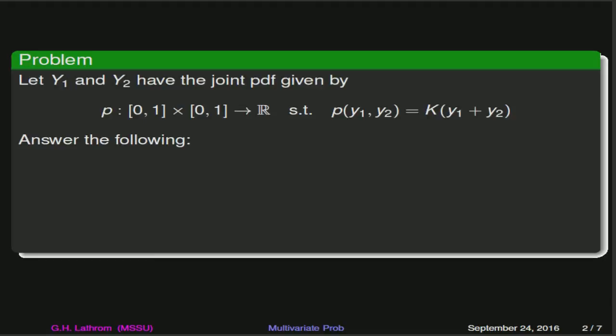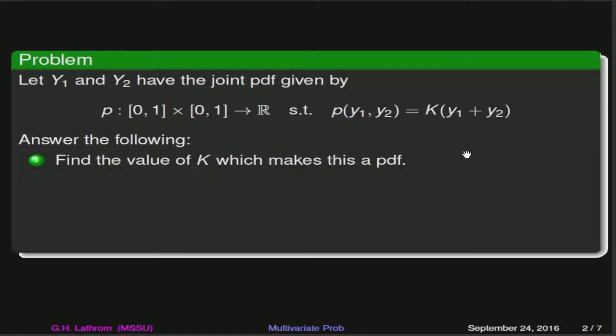So let's suppose that we have y sub 1 and y sub 2 as random variables, and in this case they're going to be continuous random variables on the square [0, 1] cross [0, 1] into the real numbers. The probability density function is given by capital K times (y sub 1 plus y sub 2). Now, what we need to do in this particular case is, first of all, find the value of K, which actually makes this a PDF.